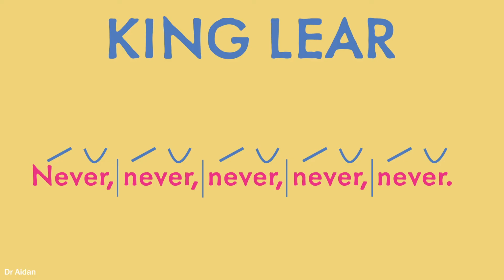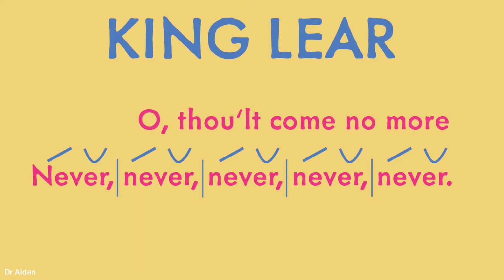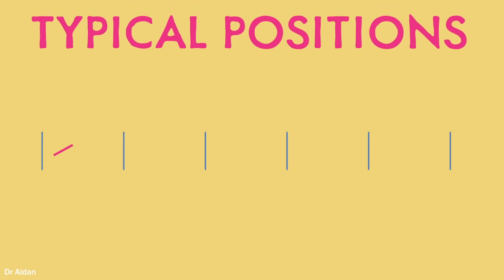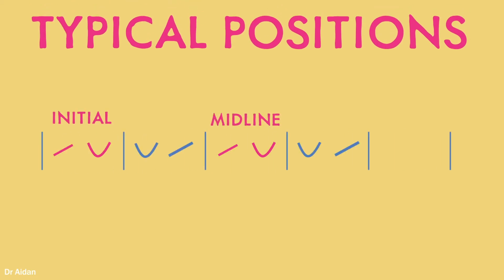You can hear that nev has relatively more stress than er, and this line is preceded by the words O thou'lt come no more. And in this play, it's the moment that King Lear realises his daughter Cordelia is dead. And so this repetition of never makes us fully aware of how the death of a loved one leaves us with an eternal sense of loss. But this repeated use of trochees is very unusual.